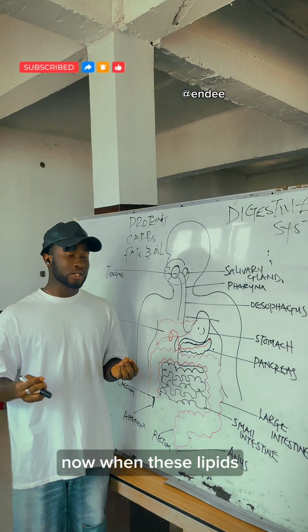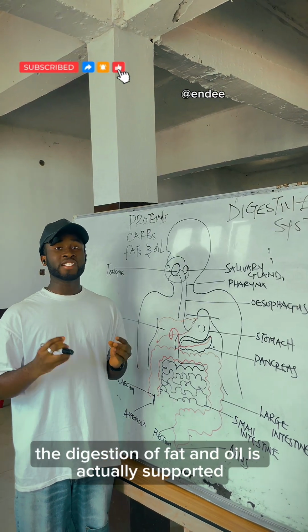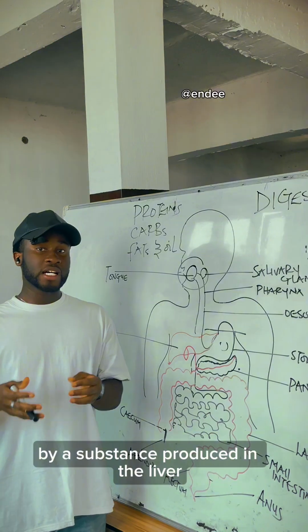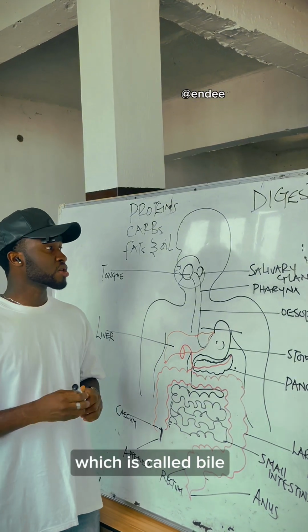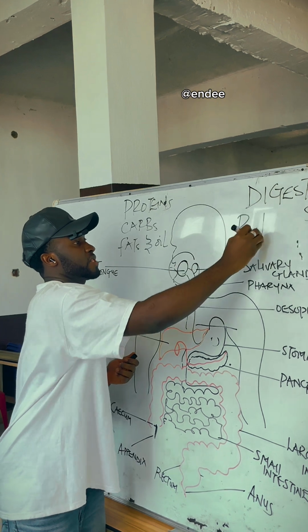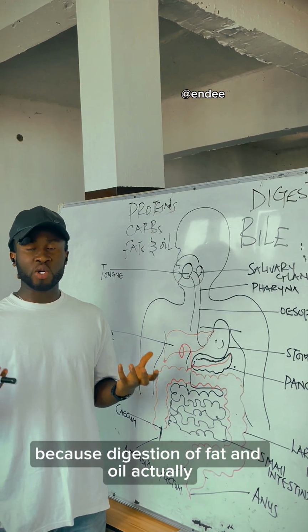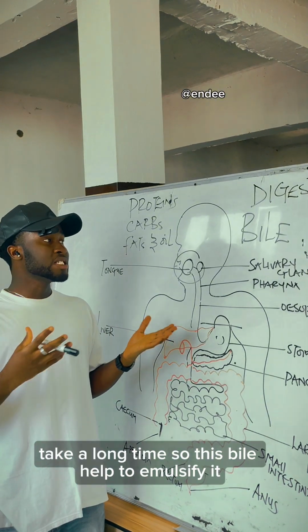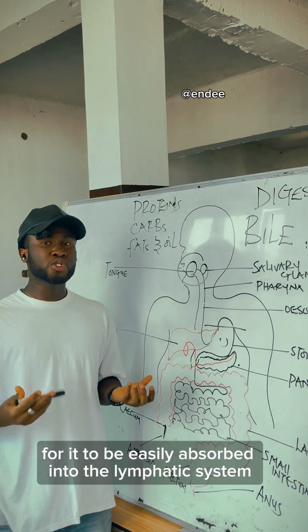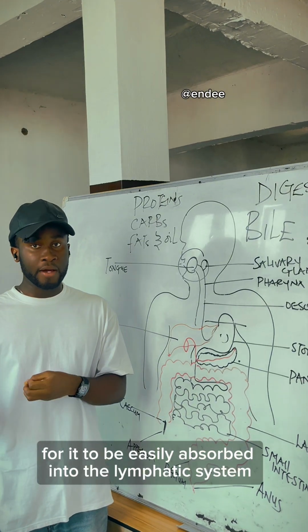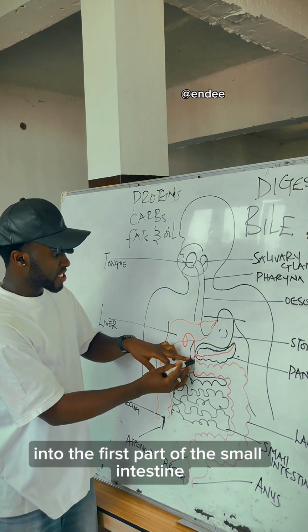Now, when these lipids go down to the first part of the small intestine, which is the duodenum, the digestion of fat and oil is actually supported by a substance produced in the liver, stored in the gallbladder, and released when needed, which is called bile. Now, this bile helps in the emulsification of fat because digestion of fat and oil actually takes a long time. So this bile helps to emulsify it, break it down into simpler molecules for it to be easily absorbed into the lymphatic system.